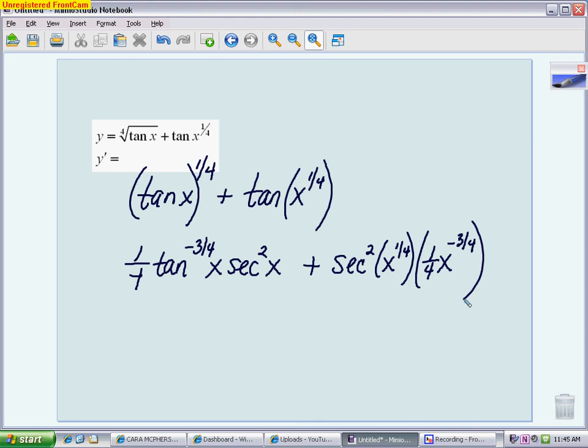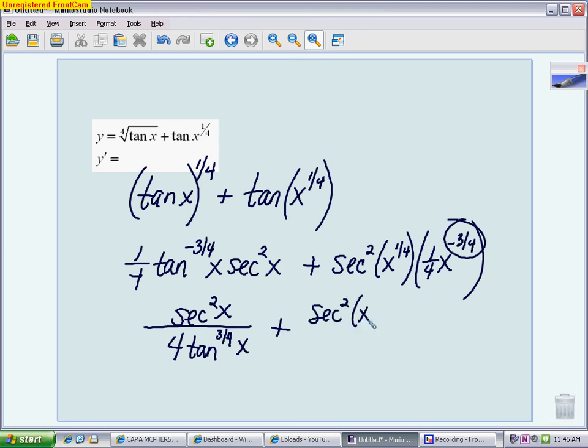Now, a little bit of cleaning up. You don't want to leave negative exponents in your answer. So on this first one, I'm going to keep the secant squared on top, and I'm going to write the 4 and the tangent to the 3/4 on the bottom. Now, if you prefer, you could write it as a cotangent to the 3/4 and put it on the top using those reciprocal relationships. That would be fine. In the second piece, I have this negative exponent I have to get rid of. The secant squared of x to the 1/4 does remain on top. And then on the bottom, you're going to have the 4 from this right here, and then x to the 3/4.